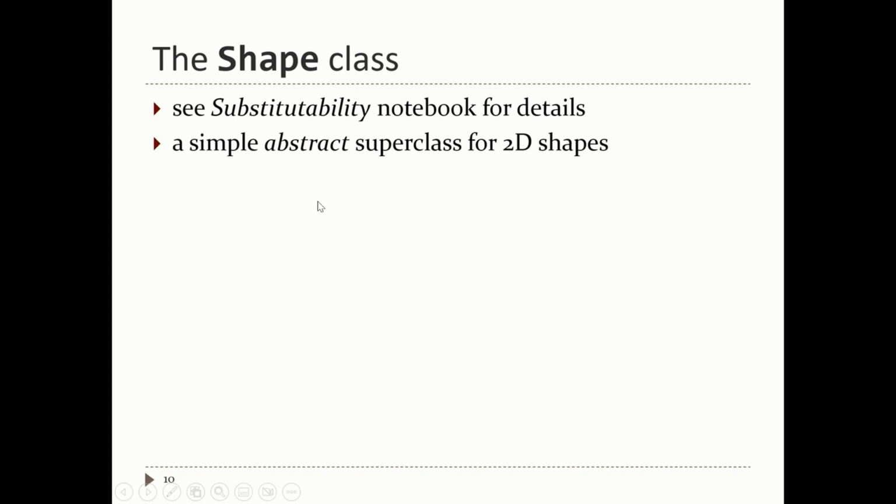All right. So for the rest of this lecture, I'm going to introduce this class called shape. If you want to see the full implementation of the shape class, you can look in the substitutability notebook. Otherwise, I'm just going to tell you enough about the class for the purposes of the lecture. Shape is what's called an abstract superclass for all 2D shapes.